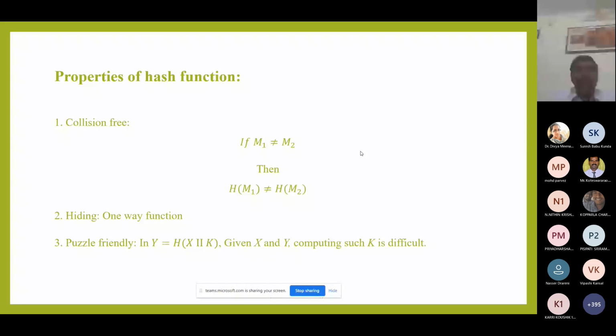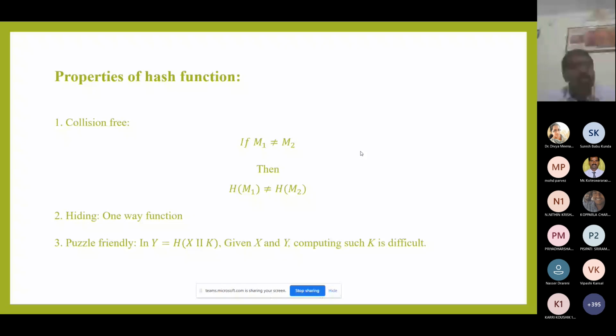Means if you are given an output, you will not be able to trace back the input. For example, if y is equal to h(x) and we apply this over k. So if you apply a hash value over any two terms, given the term that you use to divide, you will not be able to find the input. Given the output, you will never be able to trace the input. So this is very puzzle friendly. So these are some of the properties of the hash function.